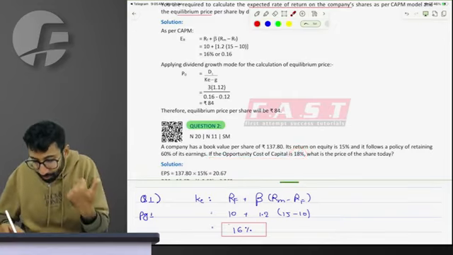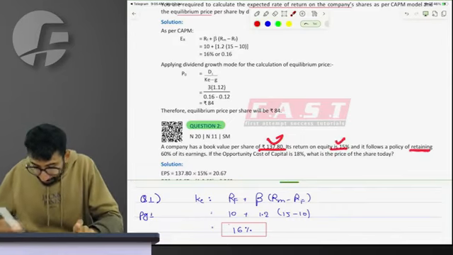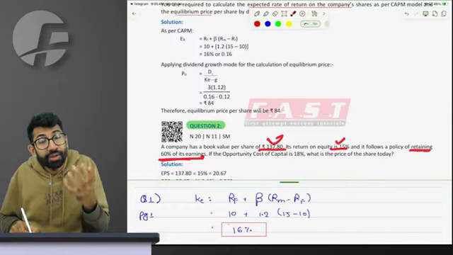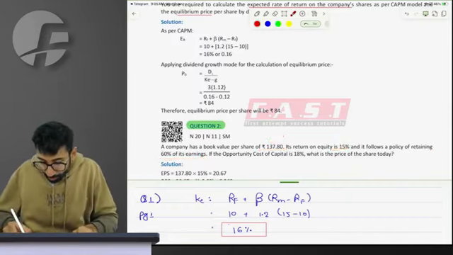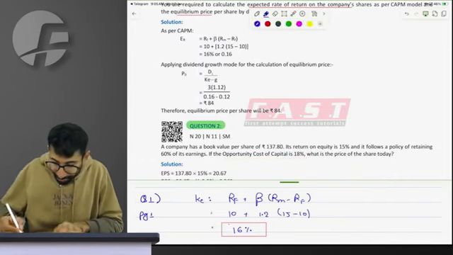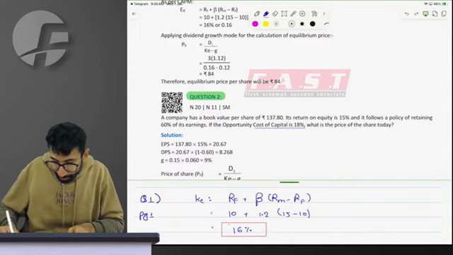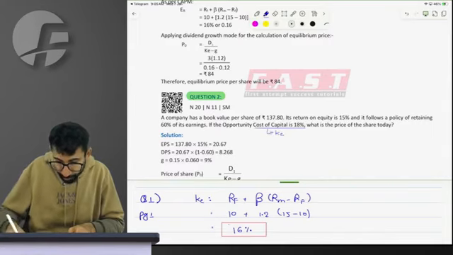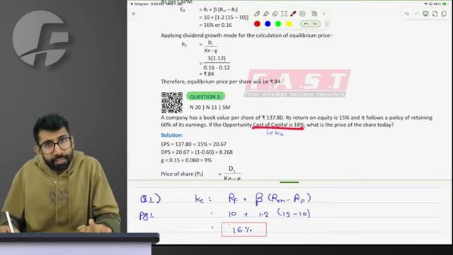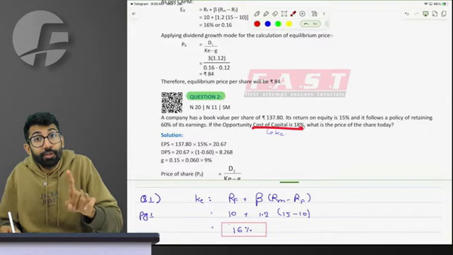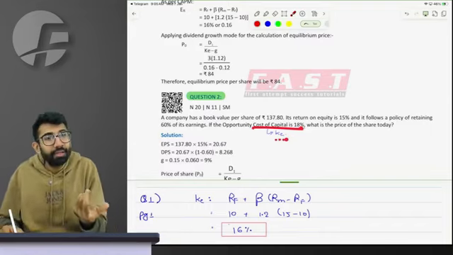What all has been given? Book value per share given. Return on equity has been given. The retention rate of 60% is given, which means the payout rate would be 40%. And sir, opportunity cost of capital is nothing but the required rate of return to be used as KE. But sir, cost of equity? Sir, cost of capital is the cost for all the capital providers. Cost of equity belongs to only equity.